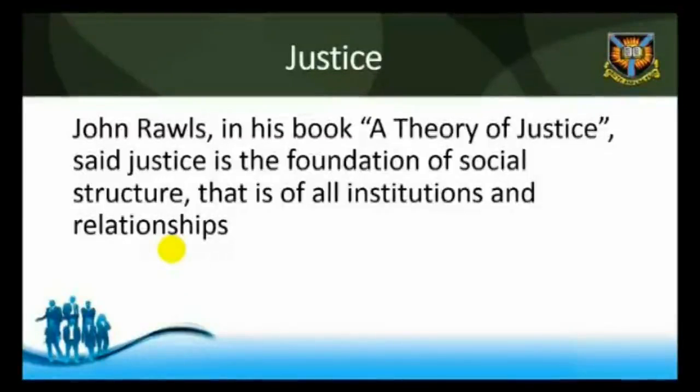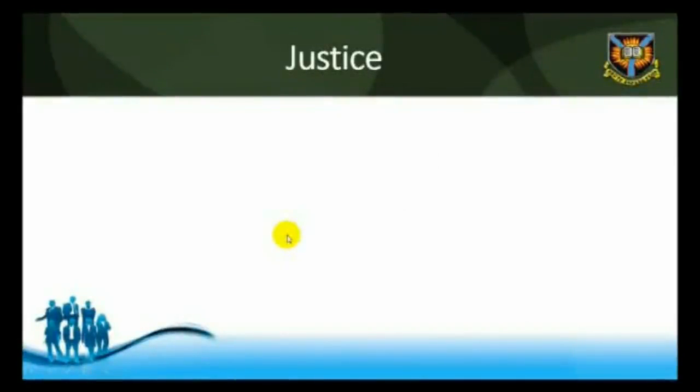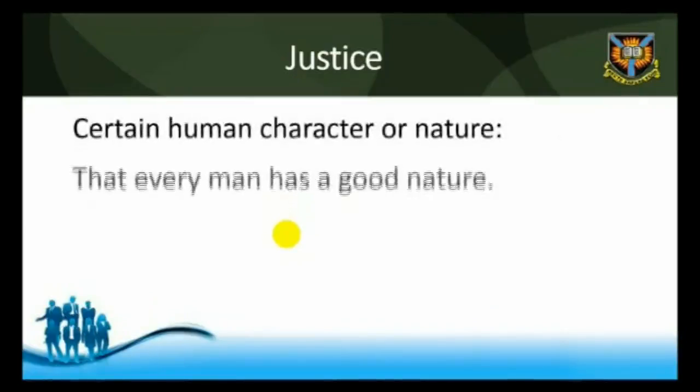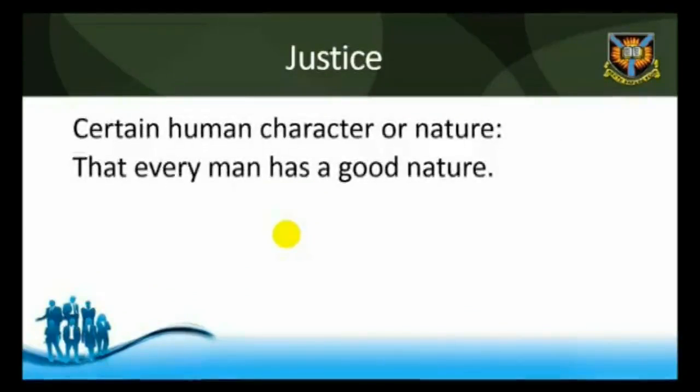their consequences. John Rawls, in his book, A Theory of Justice, said, "Justice is the foundation of social structure, that is, of all institutions and relationships." To him, justice operates essentially in the area of distribution of goods, that is, wealth, positions, opportunities, liberty, and self-respect.